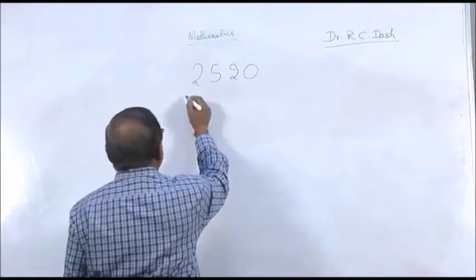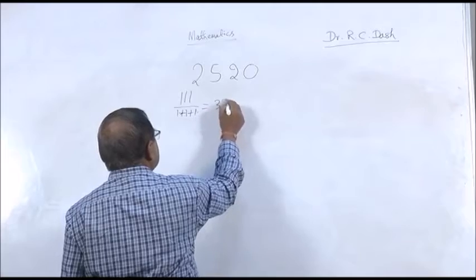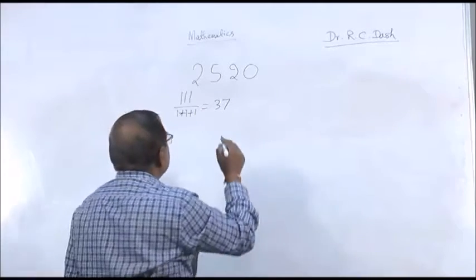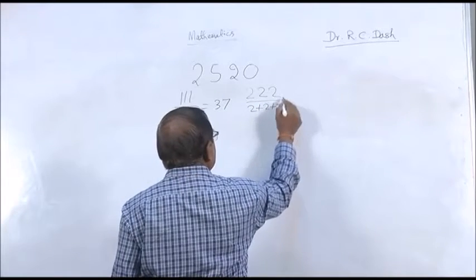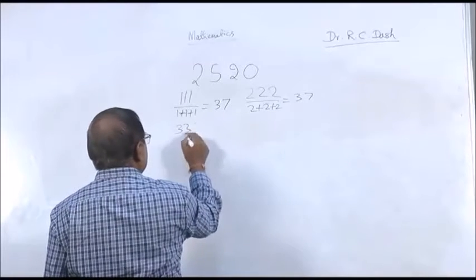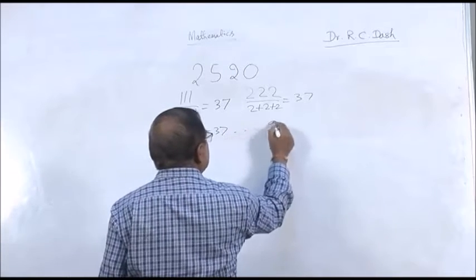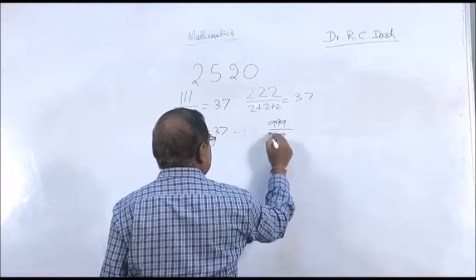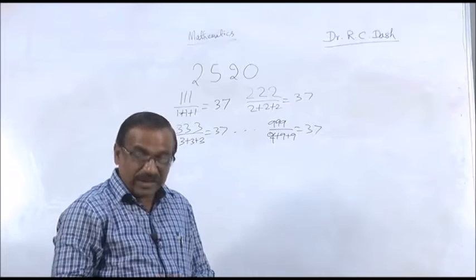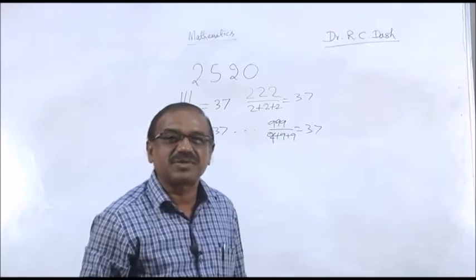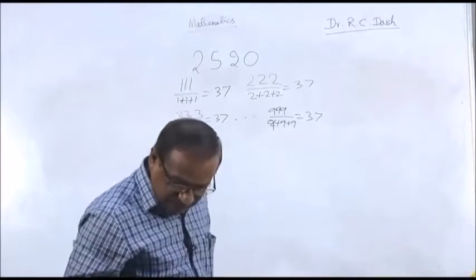Likewise, you see some numbers: 1, 1, 1. You see it is 37. You add them, you get 37. Likewise, up to this, you get 37. So mathematics is very interesting. So we know many processes of mathematics: addition, subtraction, division, and multiplication. Today we shall focus on integration.